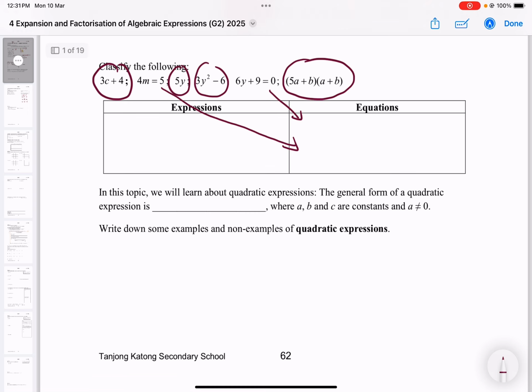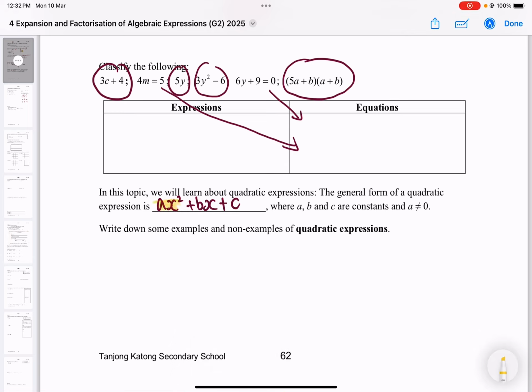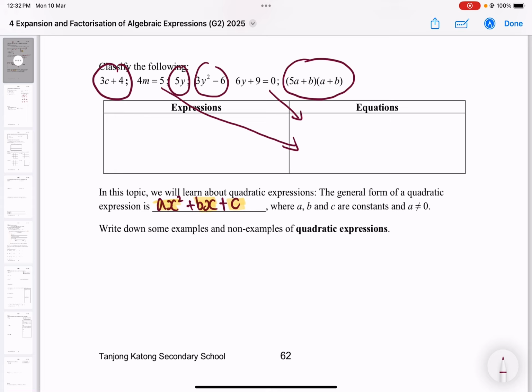Now let's move on to what is a quadratic expression. Now a quadratic expression will always look like this. So it looks like ax squared plus bx plus c. You can see that there are three terms. So the terms are ax squared, bx, and c. And most importantly, the highest power of x in this expression is actually 2. So for a quadratic expression, the highest power of x is 2.